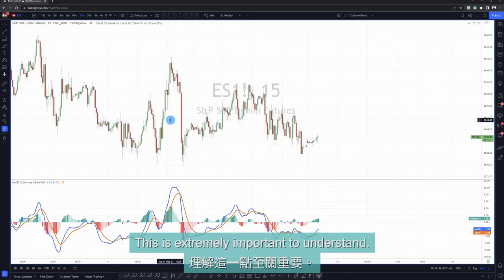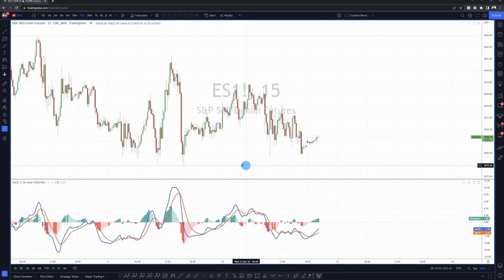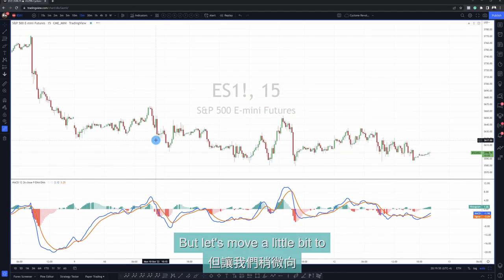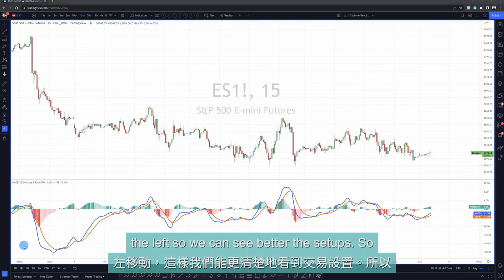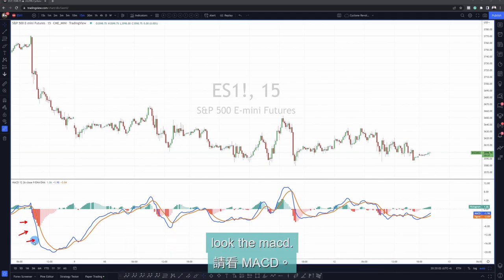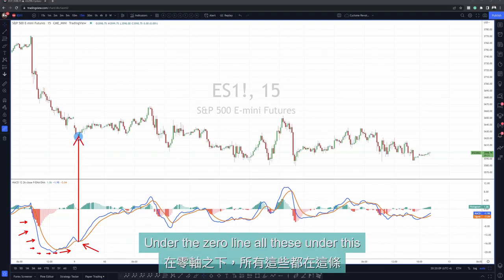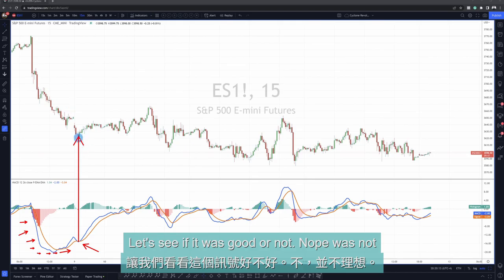Let's continue to the 15-minute chart. Well, here a lot of noise, but let's move a little bit to the left so we can see the setups better. So look, the MACD under the zero line, all of these under the zero line. Right here, it shows a sell signal. Let's see if it was good or not. Nope, it was not good, right? It was at the end of the trend.